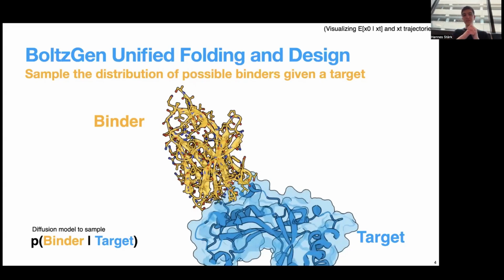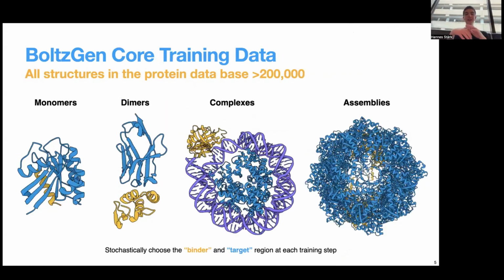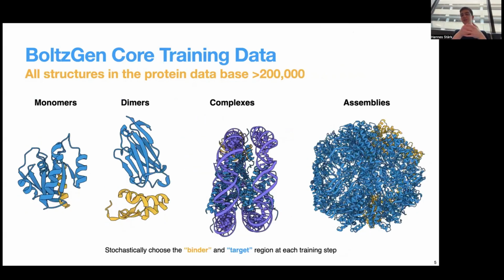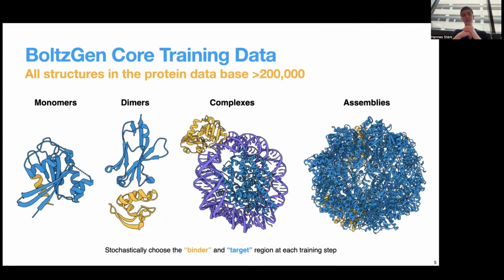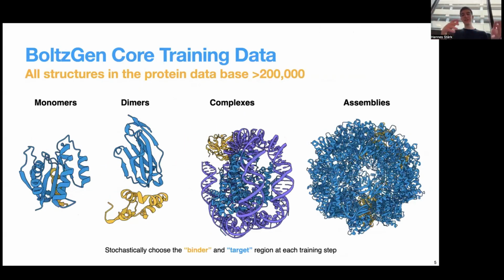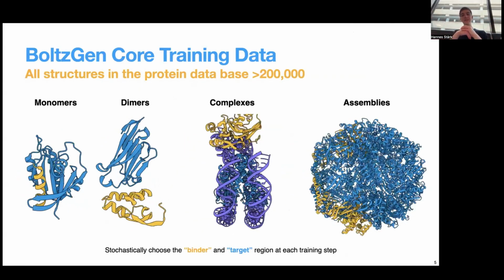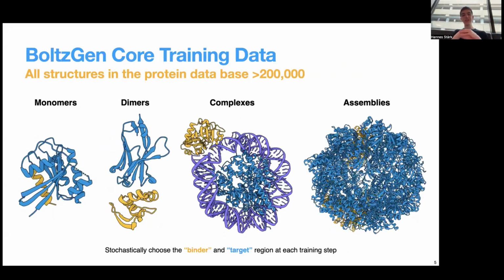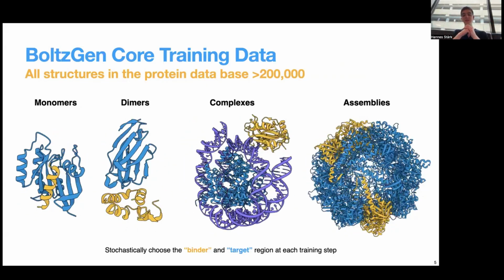So the model can also reason a bit about how the target is changing its shape under binding the binder that we're simultaneously designing. The only other piece that I'm going to say about this core generative model is what is the data it is trained on. And we take everything that's in PDB. We also take some distillation data, some additional data, and then ask the model to randomly generate these yellow regions that are randomly sub-selected from the overall complex.